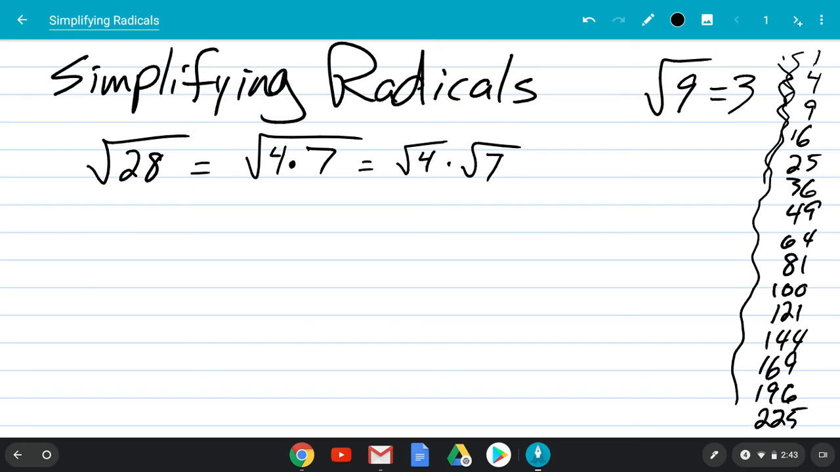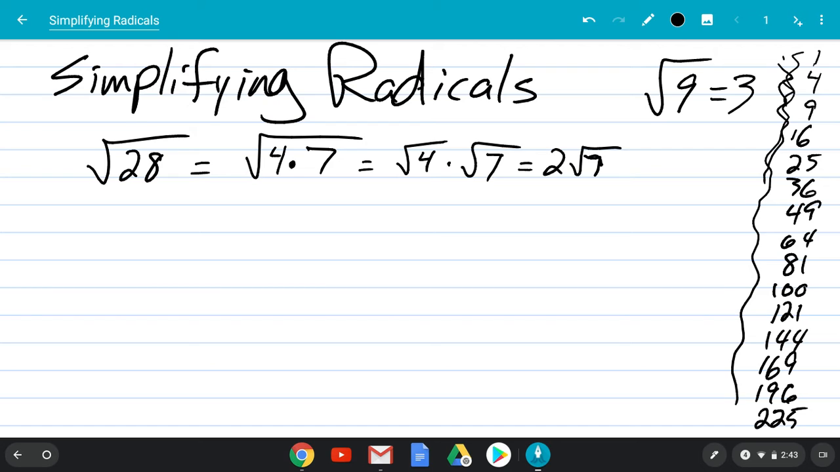But now we know the square root of 4 is 2. So 2 square root of 7. That's one way of simplifying a radical. You just look at the radical and you see if there's a perfect square that can go into that radical, and you divide it in and then take the square root out.